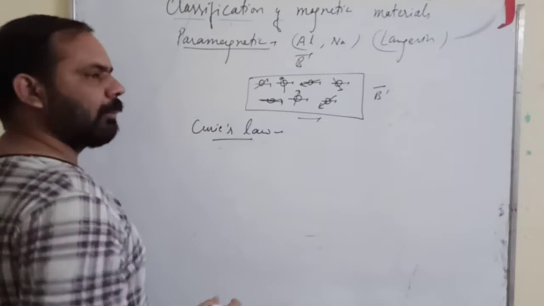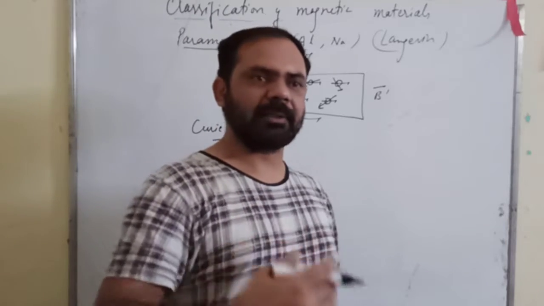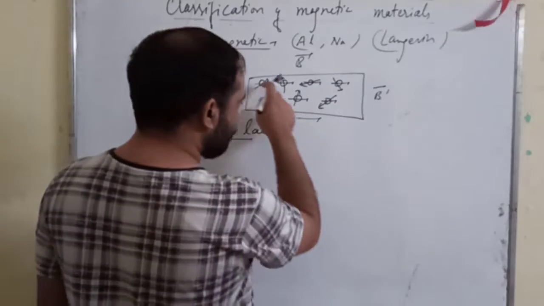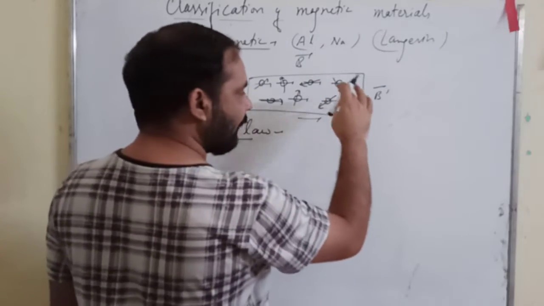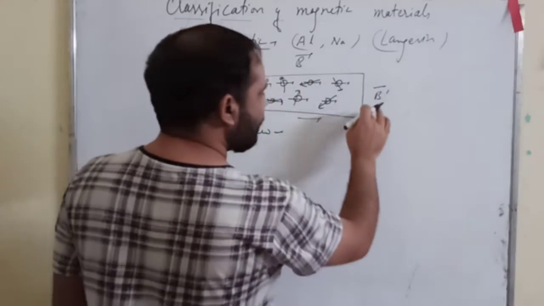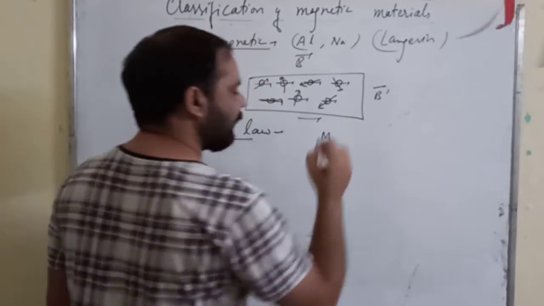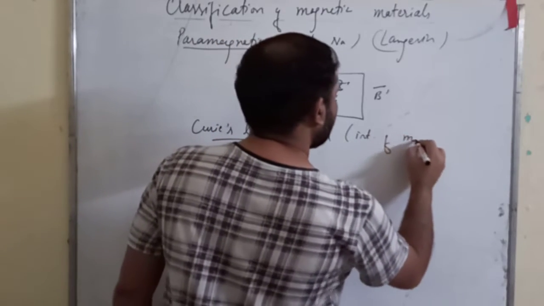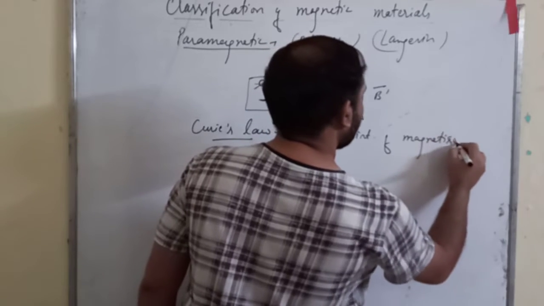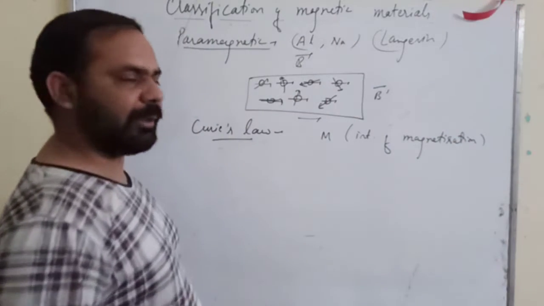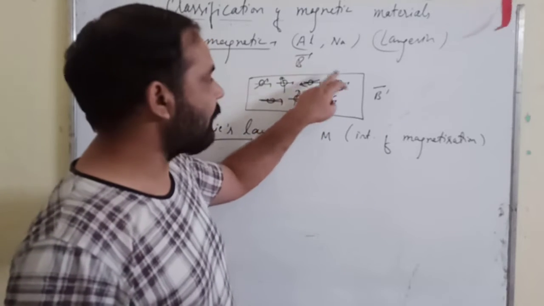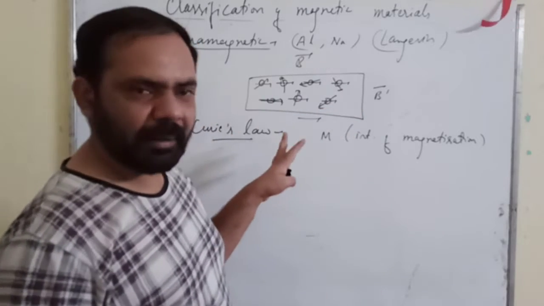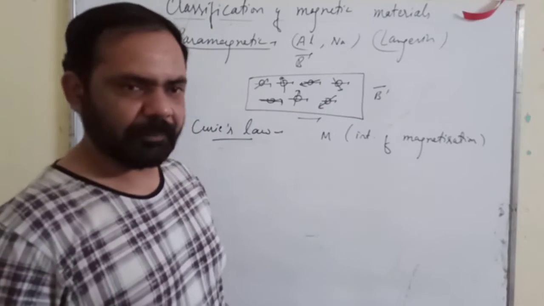How does this paramagnetism depend on temperature? It is given by a law called Curie's law, and it states that the intensity of magnetization, that is, how much magnetization of this material will take place, we denote by M. M is the intensity of magnetization. You will have to be clear with the words. The magnetizing field is this, and this is the magnetized material. Up to what quantity it gets magnetized is the intensity of magnetization, right?